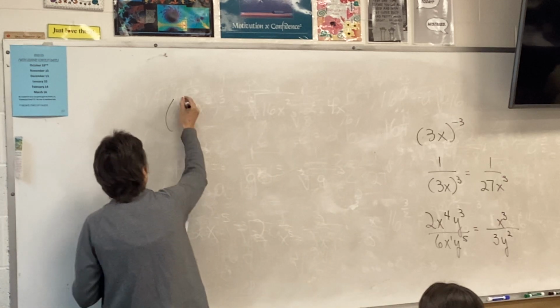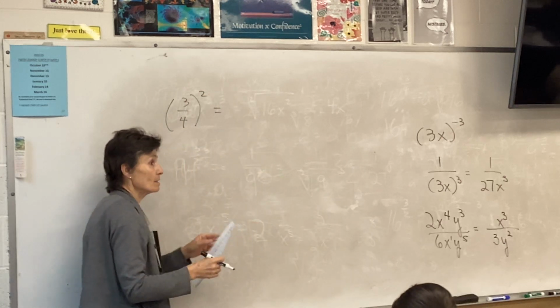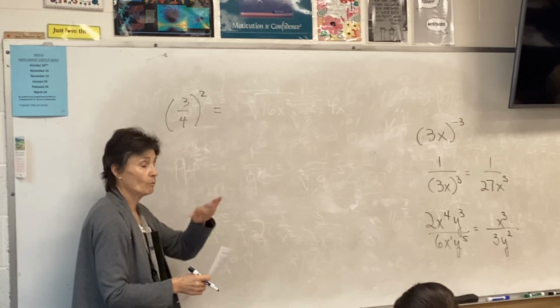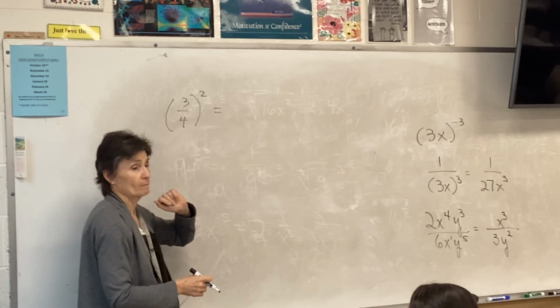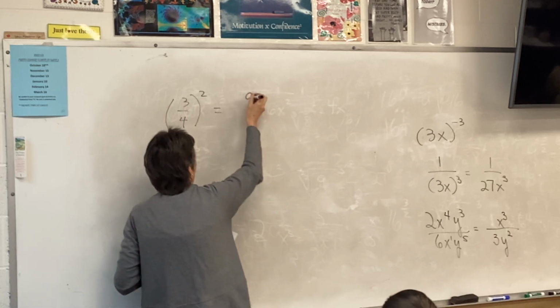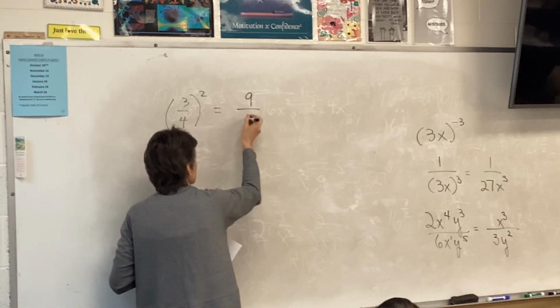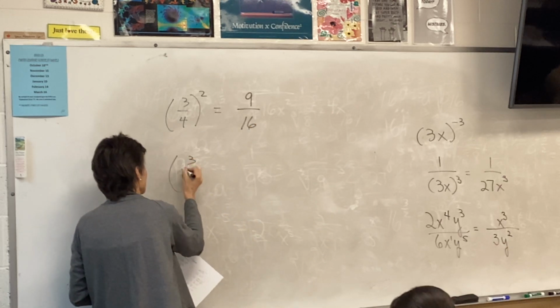Alright, so 3/4 squared. Now again, no radical, no flipping around, we're just straight up gonna square 3/4. So 3 squared is 9, and 4 squared is 16, and we are done with that problem.